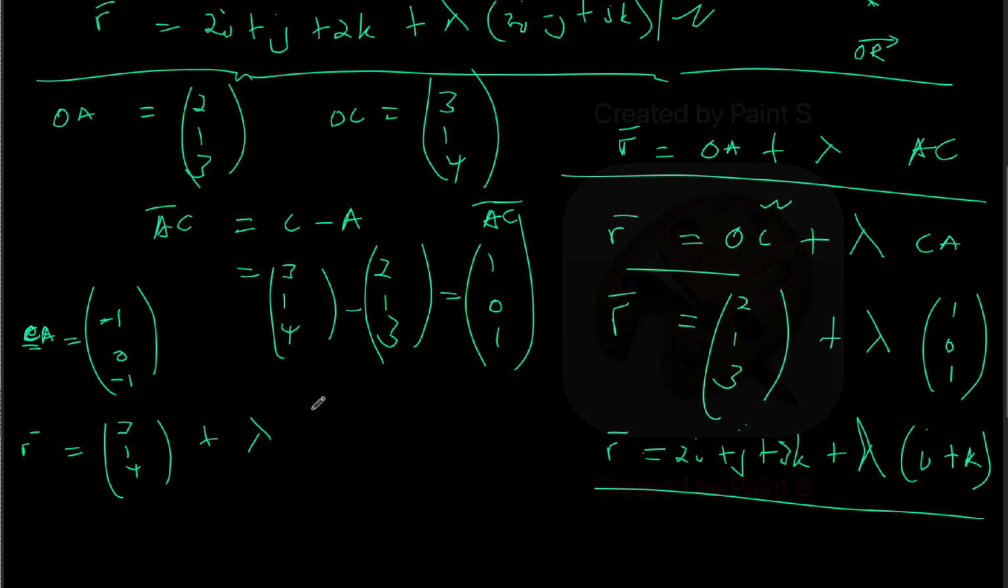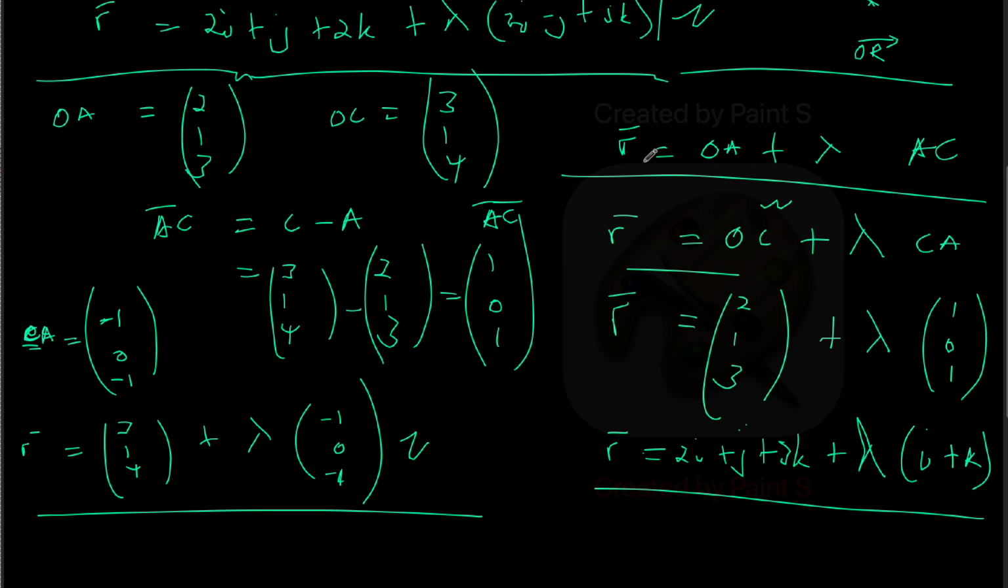Plus lambda of what? Of CA, which I just obtained, which is -1, 0, and -1, like this. So these and these are pretty much the same. You have to make sure that when you have started with A, you're going to be starting with AC here again. That is, if you are given positional vectors, you have to find the directional vector by yourself. Just know that this is how you would solve it.